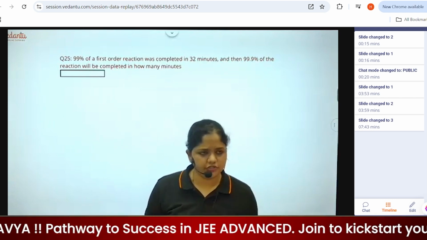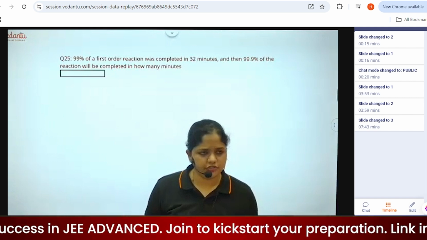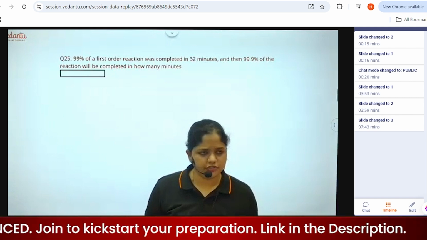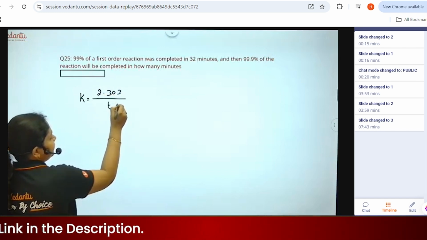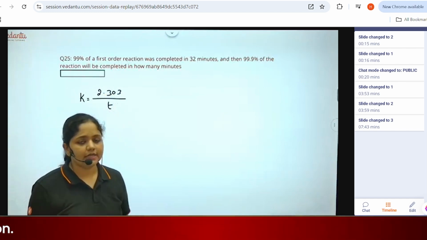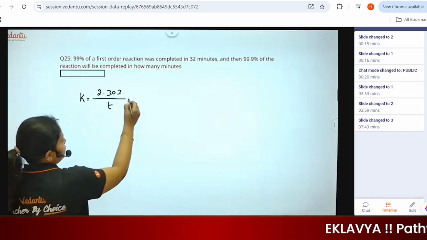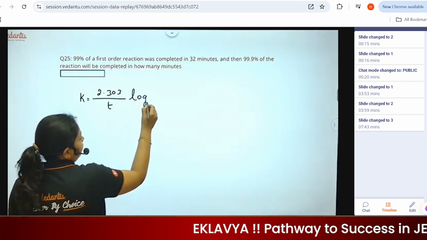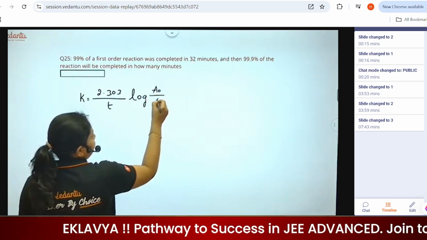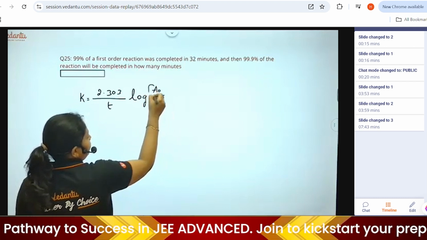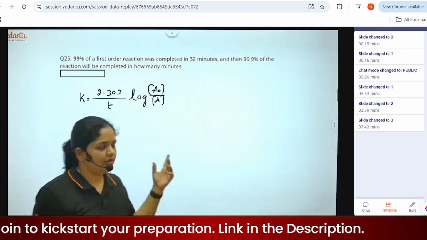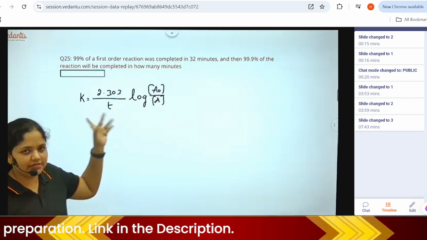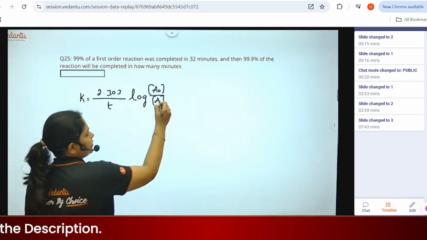So what is the expression for rate constant for a first order reaction? Let us write down. K is equal to 2.303 by T, K being the rate constant, T being the time taken for the completion of the reaction, logarithm of A naught divided by A. A naught represents the initial concentration, A represents the concentration at time T.